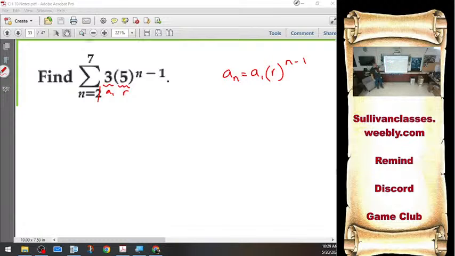So if I'm told to find a sum from sigma notation and it starts at 1, I am definitely using the first formula because it gives me everything I need. Oh, this is n, right? But this doesn't. It starts at 2. So I either need to find the 7th partial sum and subtract what?